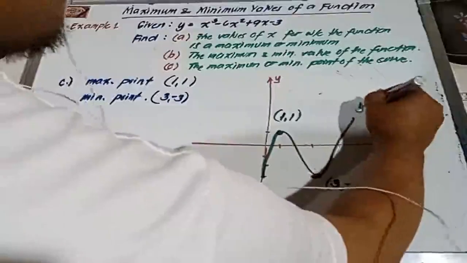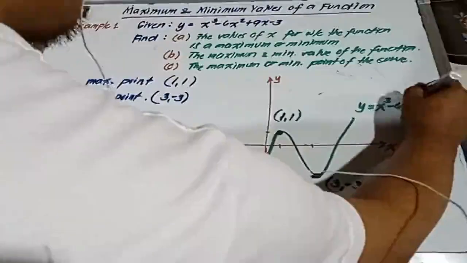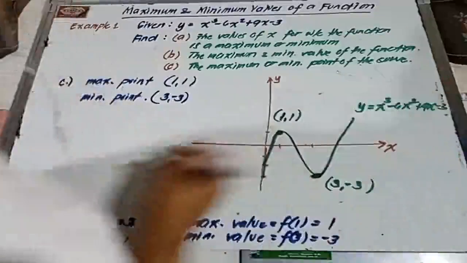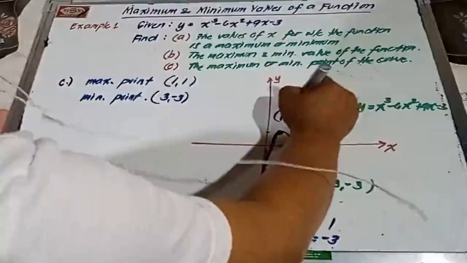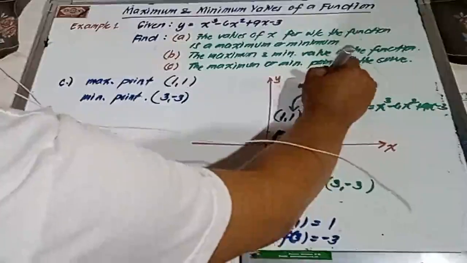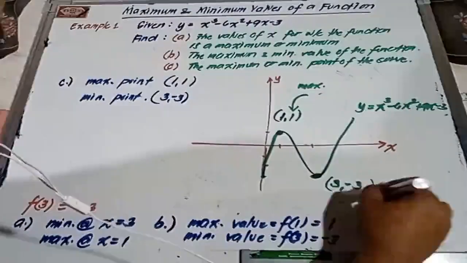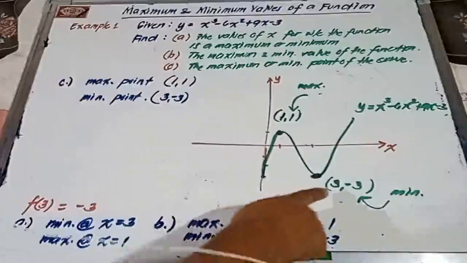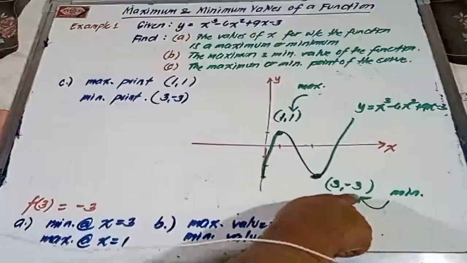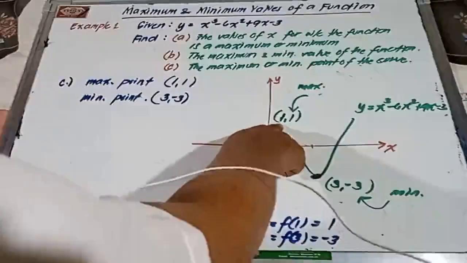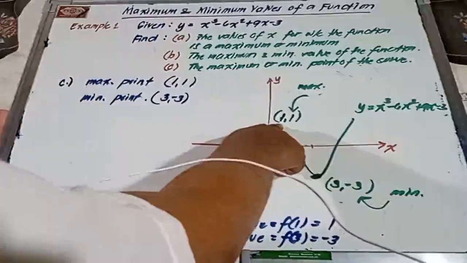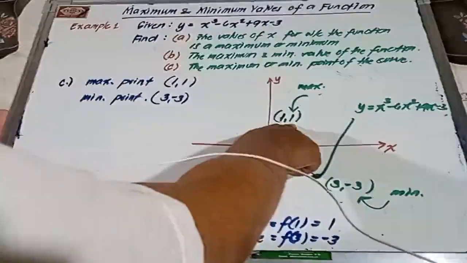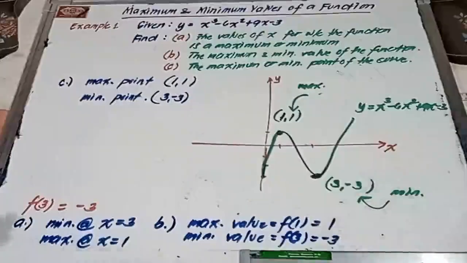This is the function y equals x cubed minus 6x squared plus 9x minus 3. Okay. Now, ito yung maximum value ng function, yung y value. Ito yung minimum value ng ating function. Okay? Yun yung mga y values natin. Ito yung values of x na kung saan minimum si y. Ito yung x value na 1 na kung saan maximum si y. Okay? So that is my first example about maximum and minimum values of a function. Thank you.